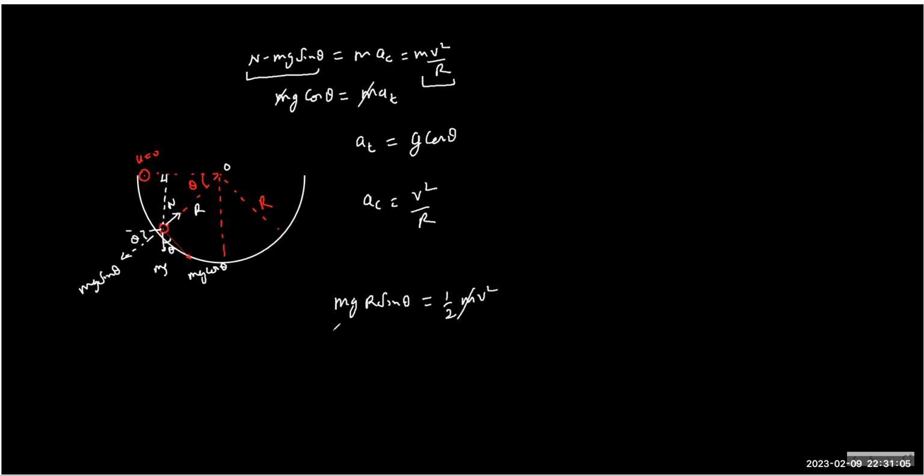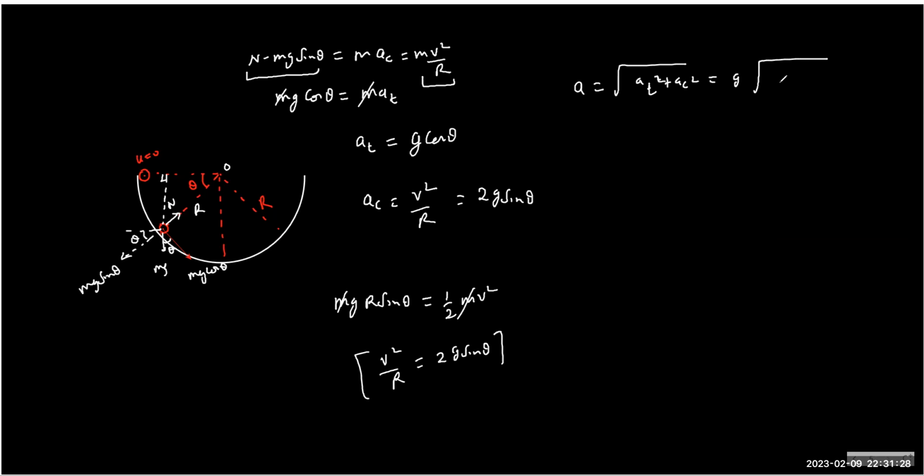So you can clearly see that v square by R is how much? 2g sin theta. What's the big deal? I can write here 2g sin theta, and then someone will ask you what is the a value. So now I can say a is root of at square plus ac square, and then you can take g common, and then 4 sin square theta plus cos square theta, which is like 1 plus 3 sin square theta.